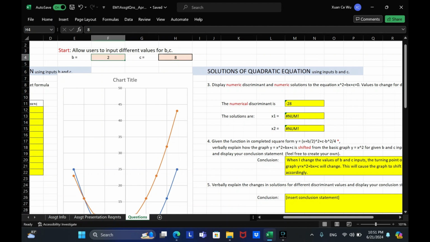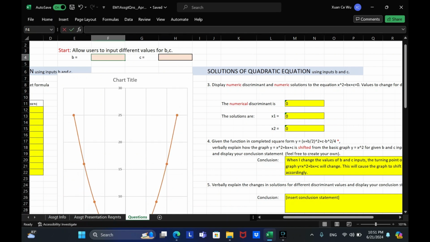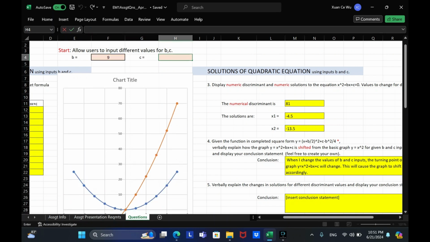So for example, in this case, the answer for x1 is as such. The answer for x2 is as such.